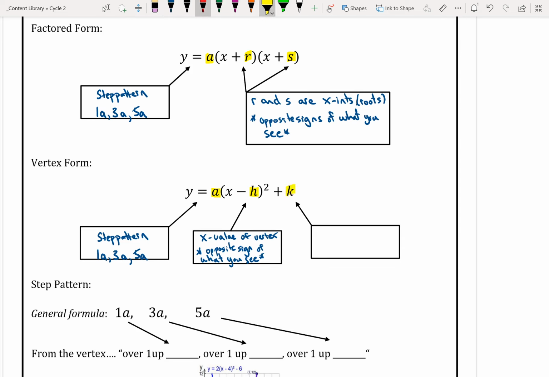And finally, k. K is the y value of the vertex. And it's just as is. So whatever the k value is, that's the y value of the vertex. So we'll put over here another thing, vertex form. Basically, it tells us the vertex in the form (h, k), because h was the x value, although the opposite, and then the k is the y value. So vertex form, hence the name, gives us the vertex.